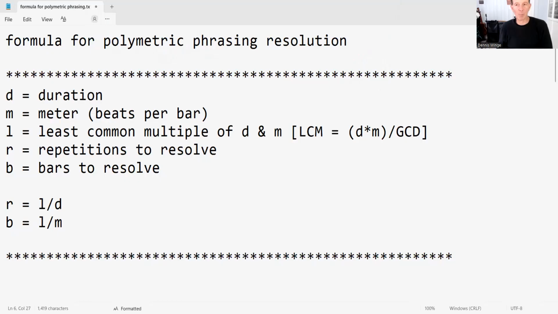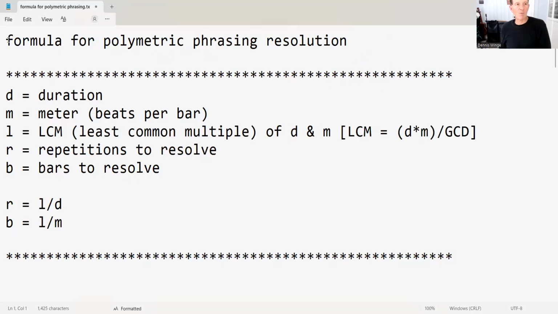You do have to do some math, I'm going to warn you, but it's a lot better than writing it out. I'm going to do 3 examples to illustrate this, and I'm going to play through them as well. So this is the formula for calculating how many repetitions we need for a polymetric phrase and how many bars it's going to take to resolve.